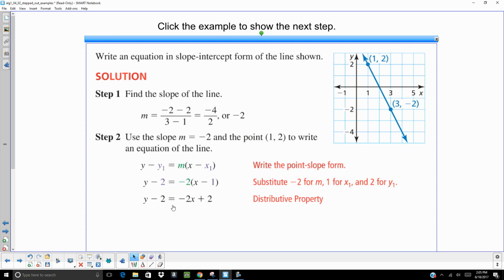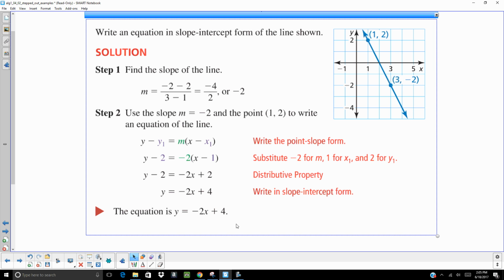We're going to distribute that negative 2. Now we're going to solve for y, so we need to add 2 to both sides of that equation. So the equation is y equals negative 2x plus 4. My slope is negative 2, my y-intercept is 4.